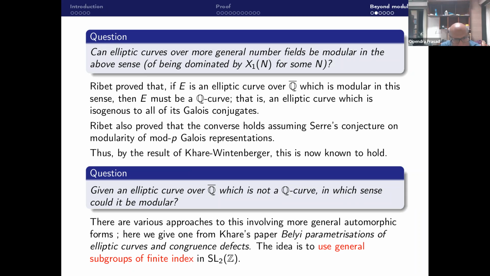Okay, so maybe this answers it. Ribet proved: can elliptic curves over more general number fields be modular in the above sense of being dominated by X_1(n) for some n? I think Ribet answers that. So any elliptic curve over Q(√2) which is not a Q-curve cannot be dominated by a modular curve; it is not modular in this dominated mapping curve sense. Yes, it's if and only if. This answers it in a very satisfactory way.